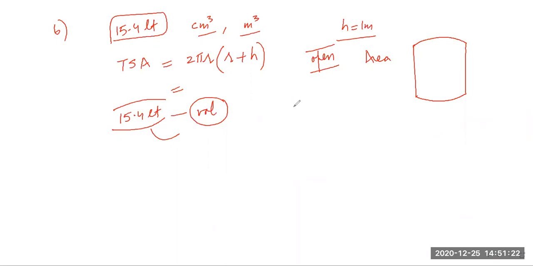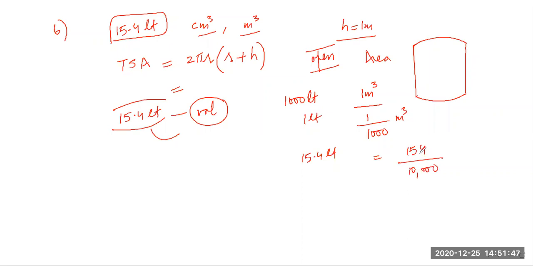Let's better write down whatever you want to find out. Keep it on the right hand side. We want to find meter cube, so we will write 1000 liter is equal to 1 meter cube. Am I right? So 1 liter is equal to 1 by 1000 meter cube. So 15.4 liter would be equal to 154 divided by 10,000. I have removed the zero. This much meter cube is the capacity. So this capacity, 154 divided by 10,000, is equal to the volume of the cylinder.